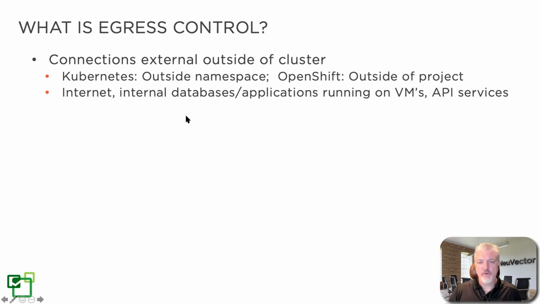I think hopefully we all kind of understand what egress control is. We're talking about connections that are going outside of the cluster. And for today's purpose, we're talking about basically anything that goes outside of the cluster. There's some terminology around outside of a namespace or things like that. I want to keep that simple. OpenShift defines this as outside of the project. But this is why we're going to talk about it.